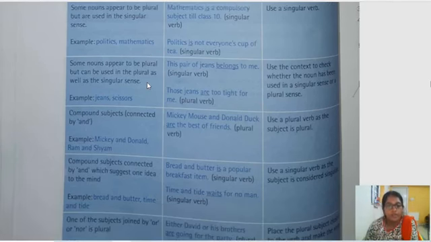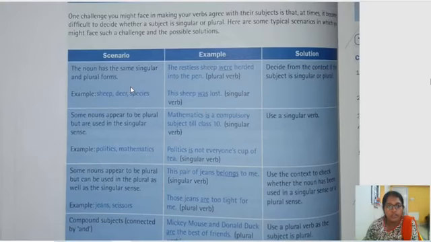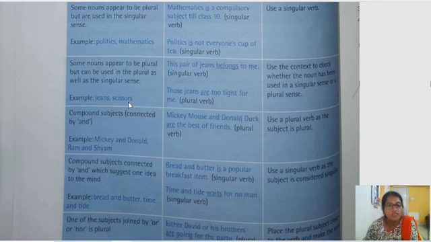Now here, some nouns appear to be plural but can be used in the plural as well as singular sense. Like jeans or scissors, or I'll give you another example like glasses, they always take plural. Suppose these words are preceded by pair of, then they can take a singular verb, like this pair of jeans belongs to me, this pair of spectacles is very expensive, this pair of scissors is found in that room. So these nouns take singular and plural forms, but singular forms only if they are preceded by pair of. Just keep in mind.